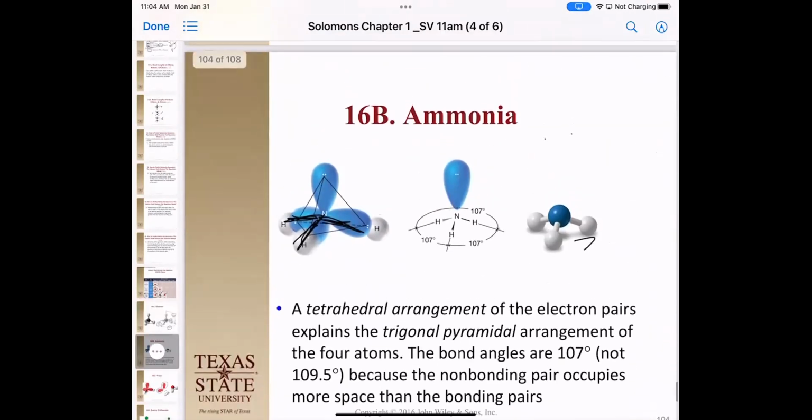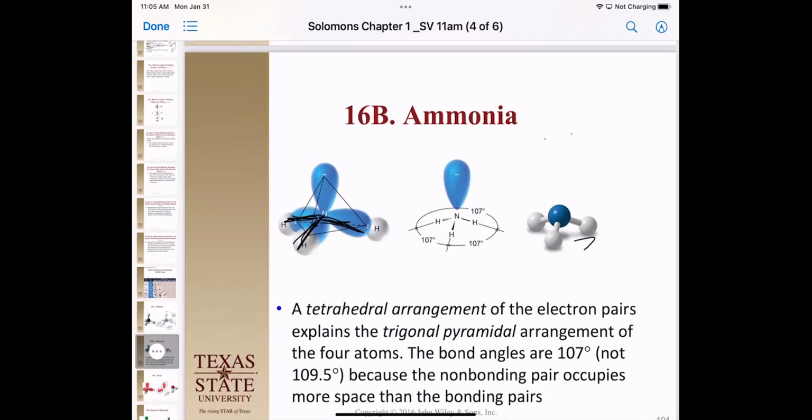Now, we can look at ammonia, which only has 3 bonds. But remember, nitrogen is group 5A, meaning it brought 5 electrons in. It has 5 valence electrons. It needs 3 more to make an octet. So it only has to bond 3 times. So it bonds 3 times and leaves a lone pair by itself.